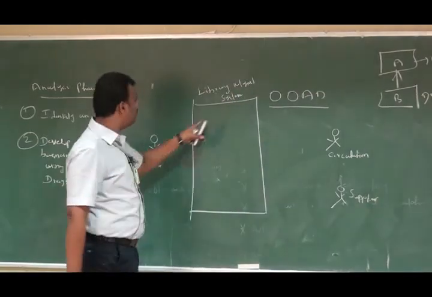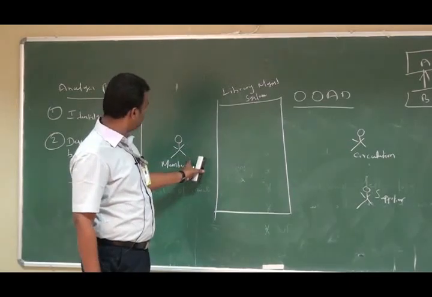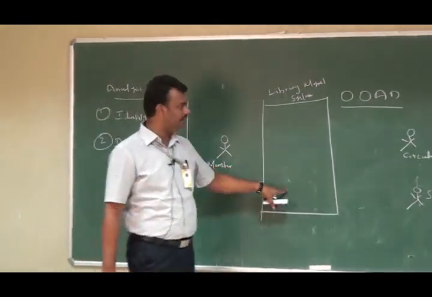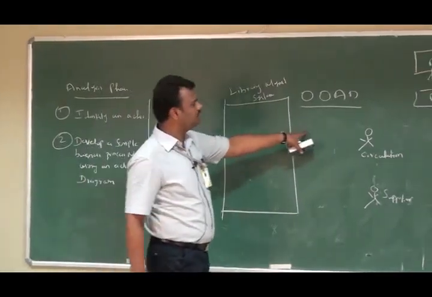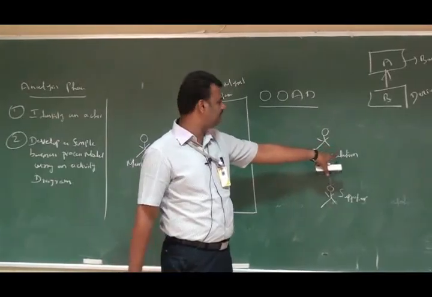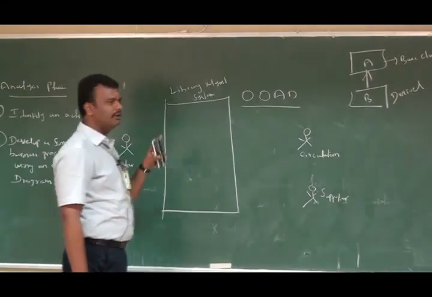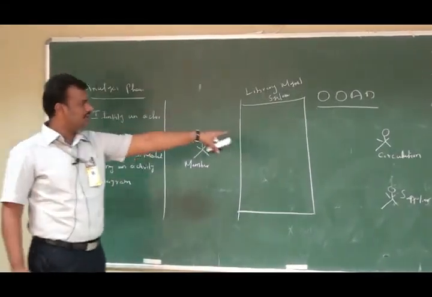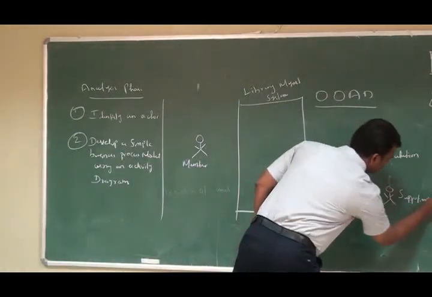The member is going to borrow books from the library, return books to the library, read newspapers in the library, and do research in the library. If the member is going to borrow books, the library card is checked. That is done by the circulation clerk. The supplier is going to supply the books to the library. So, who are the actors in the library management system? Member, circulation clerk, and supplier.